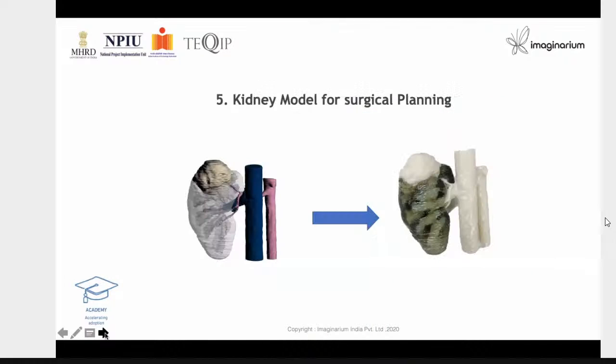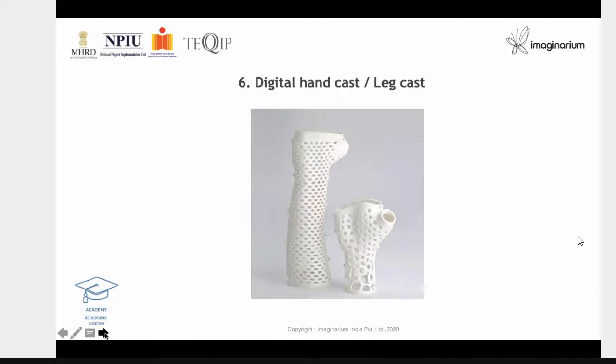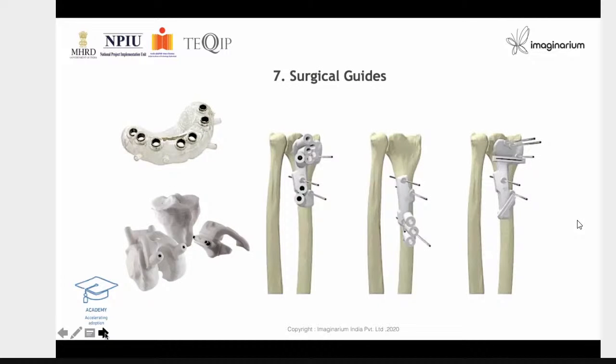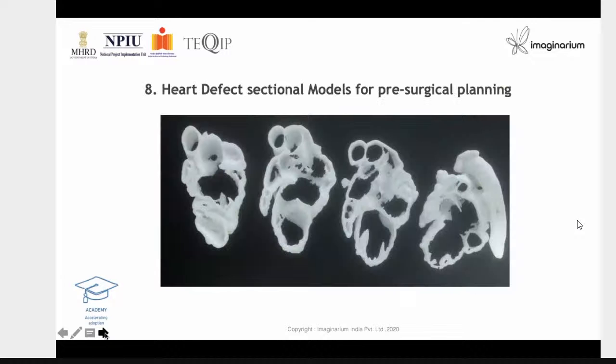We have done anatomical models. Here on the top right hand side, you find a white portion. That is actually the tumor. So doctors, clinicians could actually isolate this and operate, saving a lot of the natural kidney. That is very important. And we have done a lot of these surgical guides. This is the heart sections.